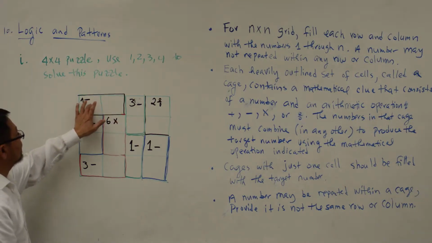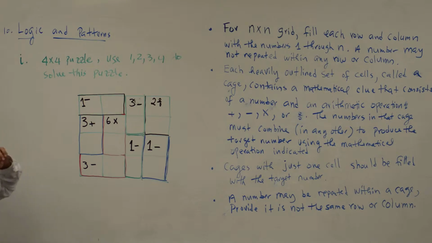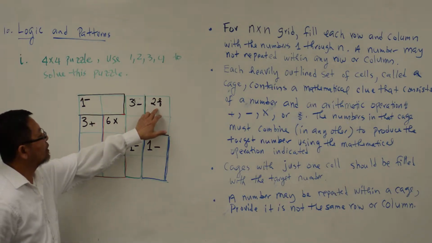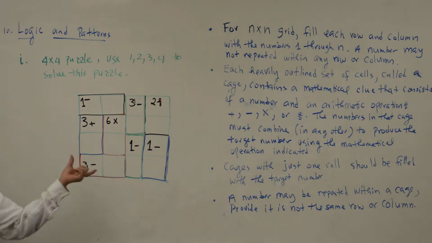So let's say this cage, minus 1, you have to find the numbers from 1 to 4 to get the subtraction equal to 1. The outline, called a cage, contains a mathematical clue that consists of a number and an arithmetic operation: plus, minus, multiply, or divide. You must combine the numbers in any order to produce the target number using the operation in the cage. In this case, what numbers from 1 to 4 divide to get 2? You can say 2 and 1, 4 and 2. Okay?